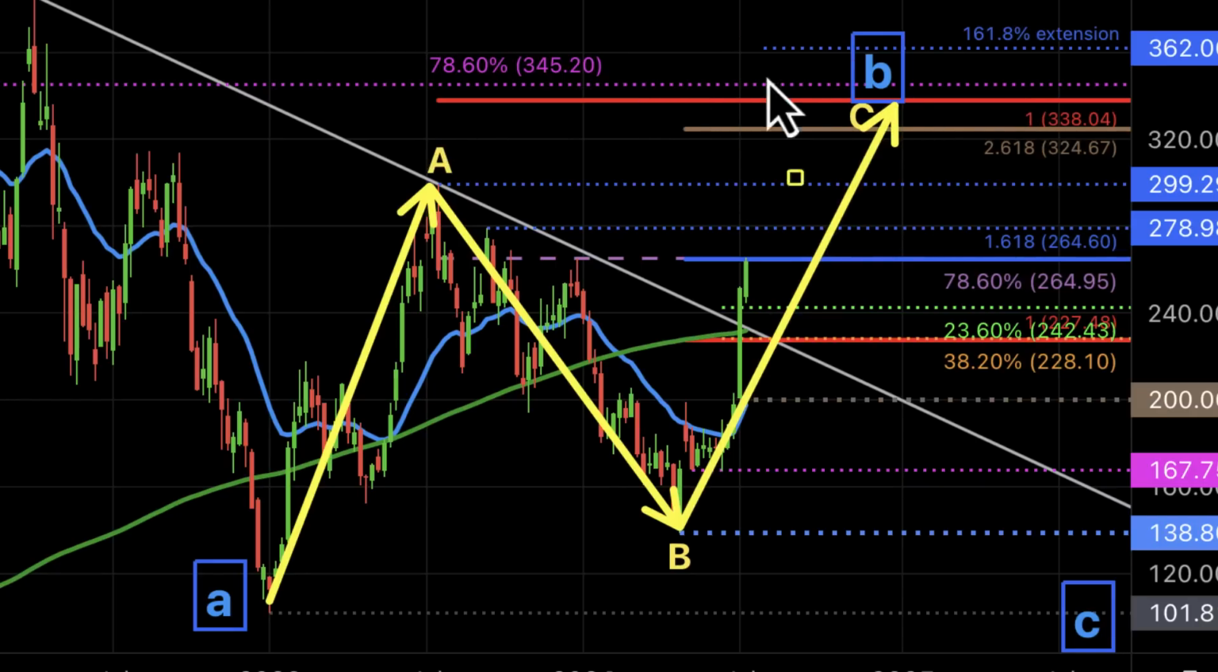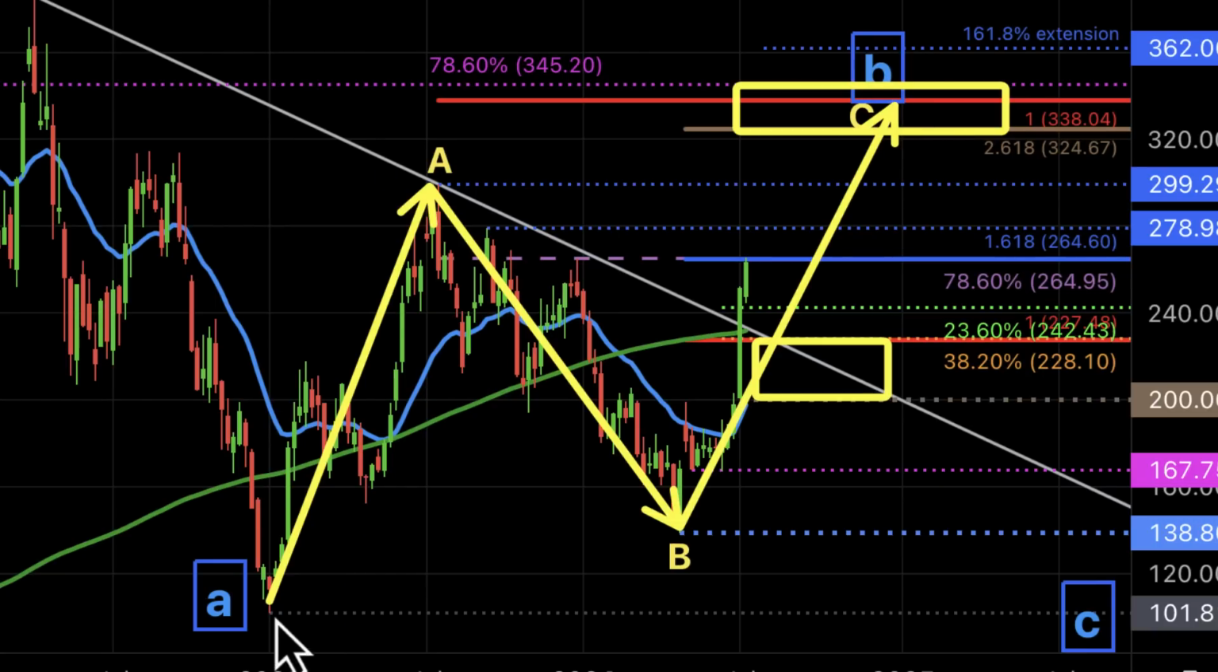In other words, this potential C wave could be taking us towards the 324, 338 to 345 region, maybe even towards the 362 region here. But in other words, this rally, if it continues, as long as Tesla can stay above this region between about 228 to about 200, so as long as it stays above the trend line and about the 200 level, then it's possible that it could be going in the next several months towards 324, 338, and $345, maybe even to 360 potentially, but eventually to roll over.